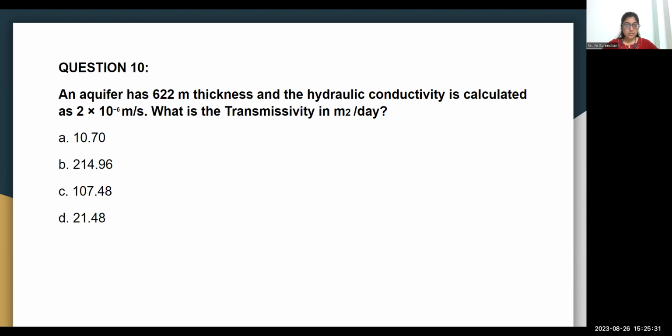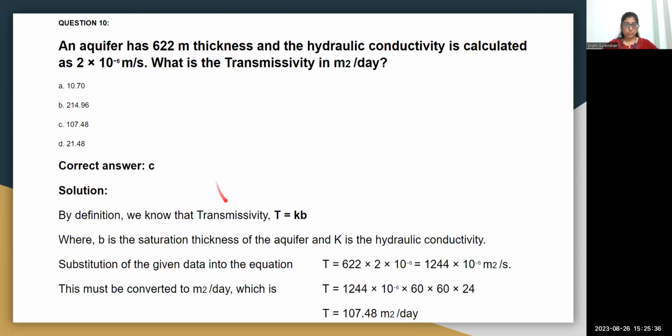Correct, Danish. The answer is C. So let's go to the solution. We know that transmissivity is T equal to the product of the hydraulic conductivity and the thickness of the aquifer. So thickness here is given as 622 meter and hydraulic conductivity is given as 2 into 10 to the power minus 6 meter per second.